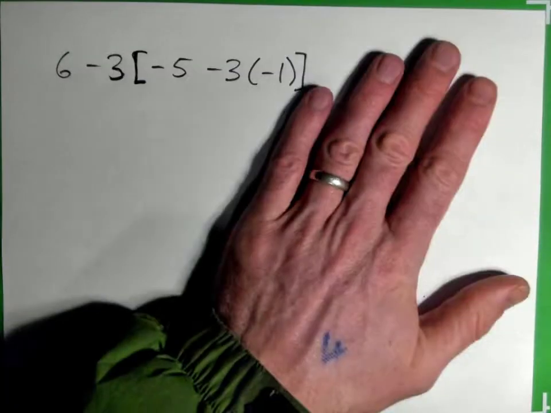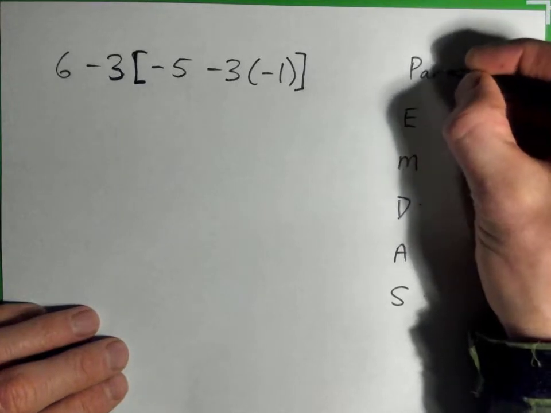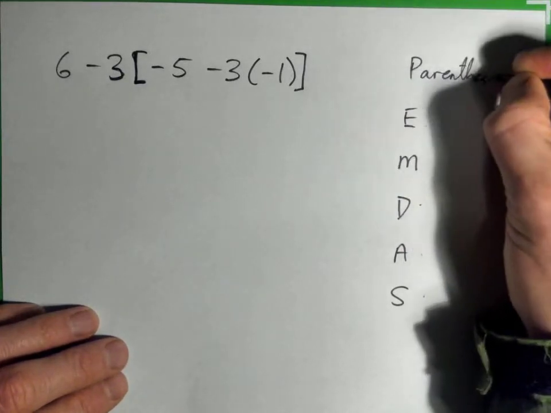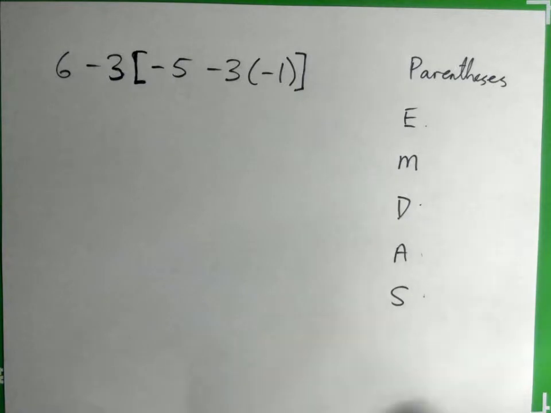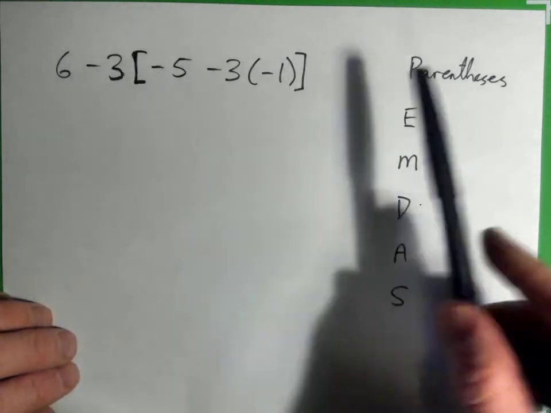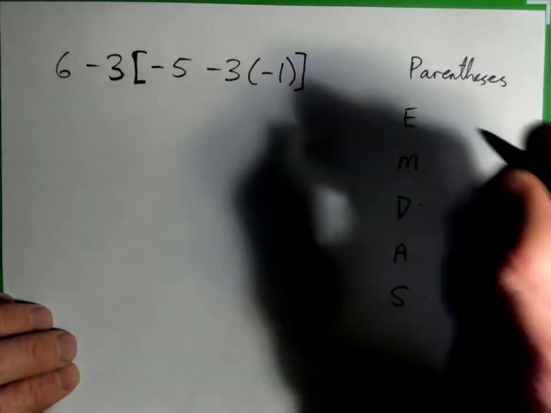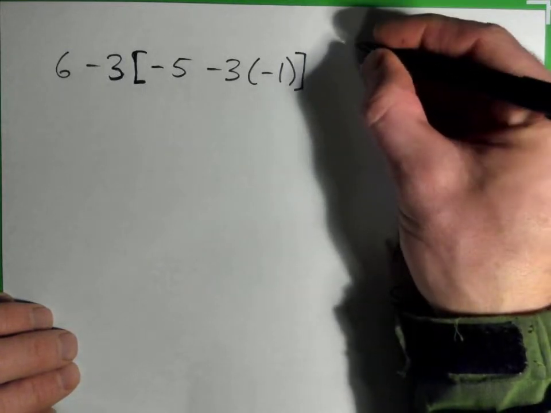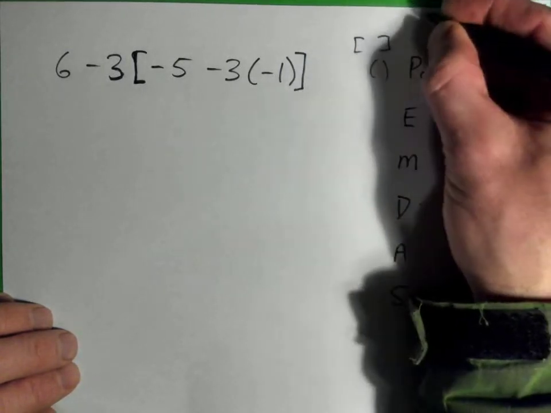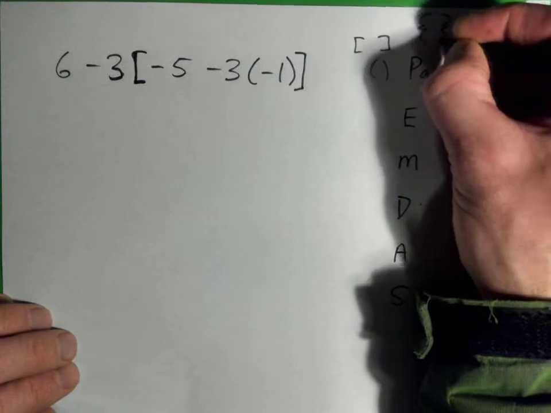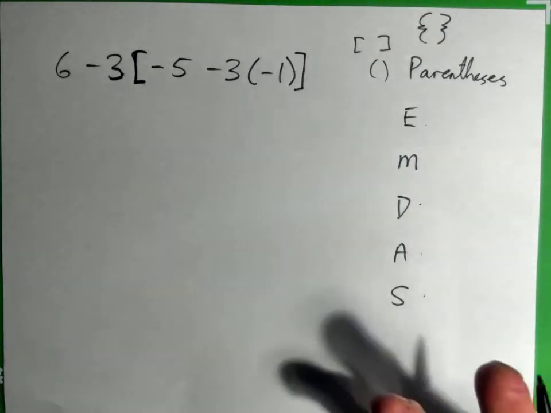So think about the order of operations. We must start with parentheses. And we kind of start with the innermost parentheses first. This square bracket, by the way, is just another type of parentheses. Parentheses can look like this, or you can have square brackets, or you can have curly brackets. It doesn't matter. It all means the same thing. It's just a different type. It's just to make it look neater.